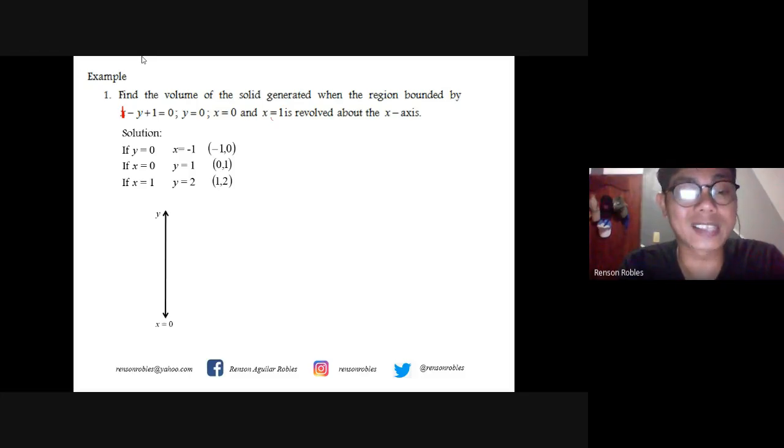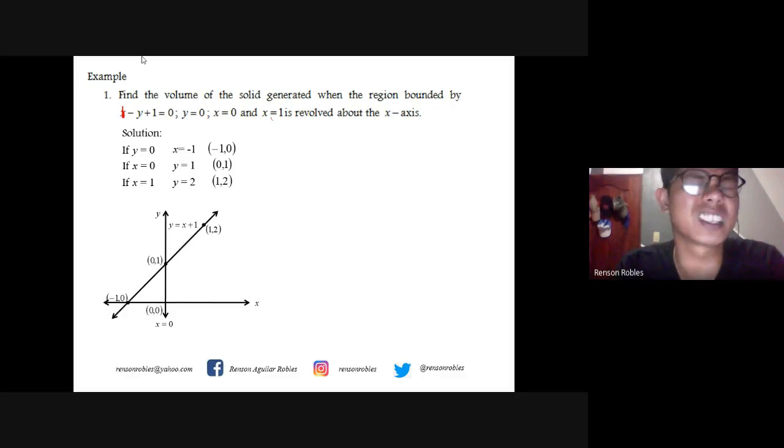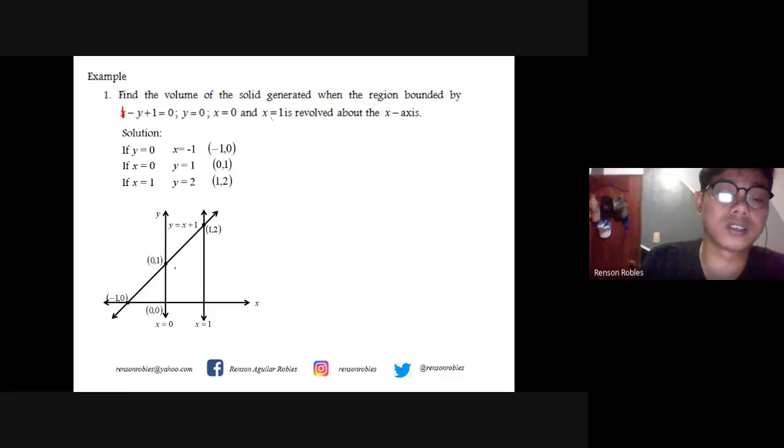The y-axis, that's the line x equals 0. The x-axis, that's the line y equals 0. The points 0, 0, the origin, negative 1, 0, 0, 1, and 1, 2. And then you trace the line. This is the line y equals x plus 1. And then what else? We have x equals 1. Okay, and you have x equals 0. So the region we are referring to is this much. Okay, so this is the region that is bounded by this line, this line, this line, and this line. So it will look like this.